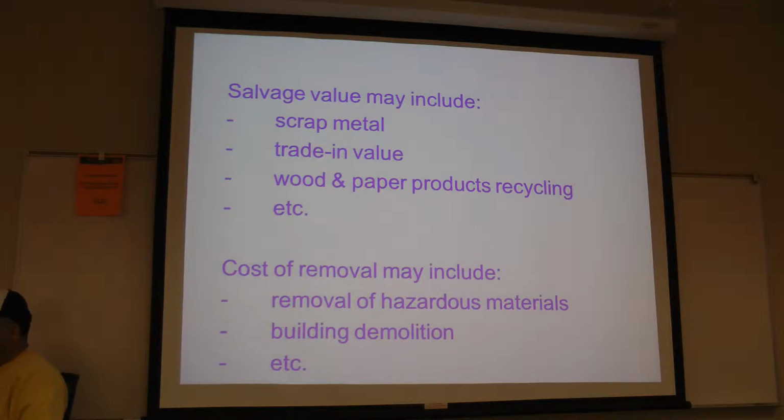Salvage value, which is a cash inflow, may include scrap metal, any trade-in value for an old car, an old truck, old equipment, wood and paper products used in recycling, anything else associated with that. What does cost of removal include? Your cost of removal is a cash outflow. They may include removal of hazardous materials, building demolition, etc.